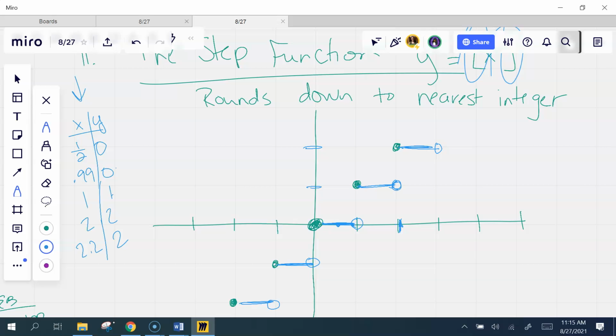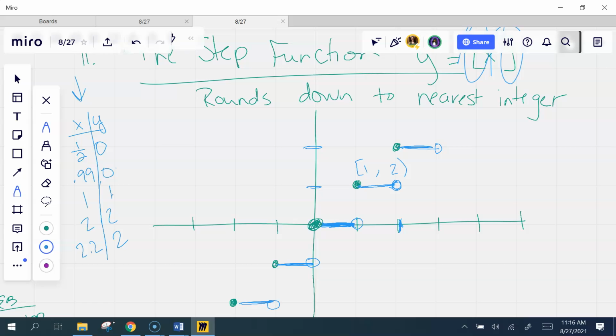This circle means it can't be that point. It's like doing a parenthesis, and this is going from 1 to 2, but doesn't include 2. So we don't have to actually plot a point like 1.99. You don't actually plot that point. The line is a culmination of all those little teeny points.